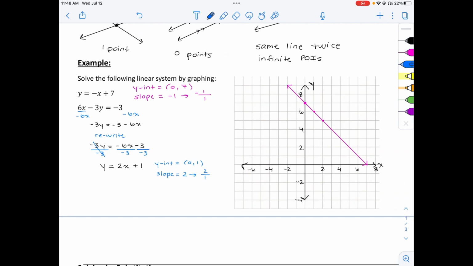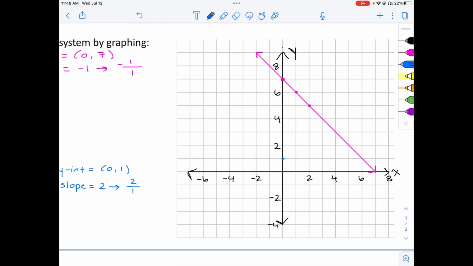So I'm going to plot that on my graph. First, my y-intercept is going here at 0, 1. And then I'm going up 2, over 1. And I'm going to do that once more, up 2, over 1. You can see here that's going to be where my lines intersect. And then I'll just connect these with my line now.